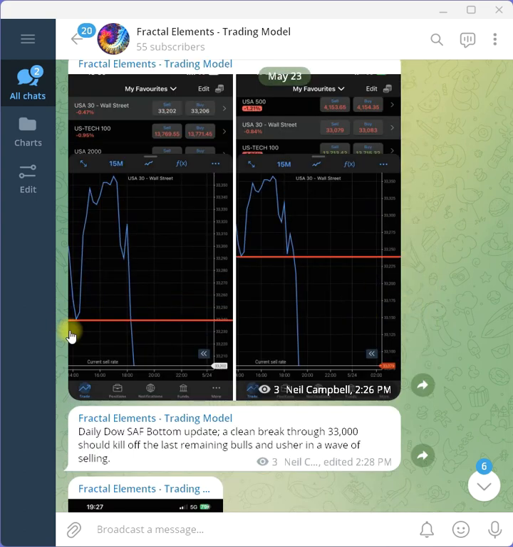Again, a couple. Oh, here's another one here. 1, 2, 3, 4, 5. Top of the fractal, bottom of the fractal. You can expect a turn there. Okay, and if it broke the bottom of the fractal, the trend will continue to go down.